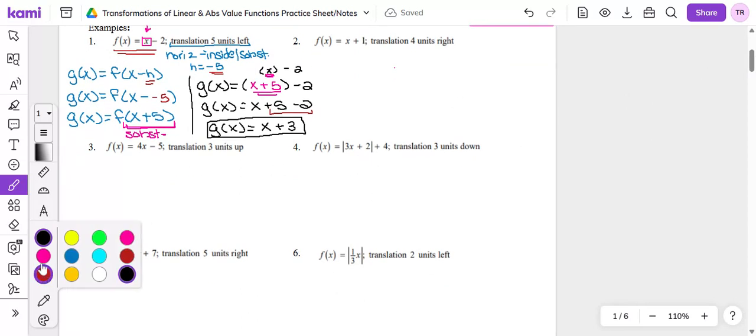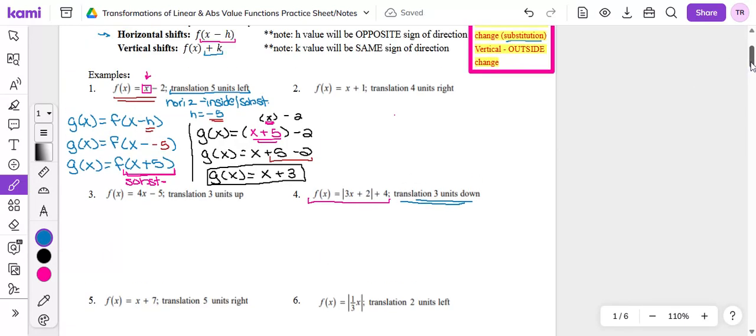So now in this case, I have my function f of x equals the absolute value of 3x plus 2, plus 4, and I'm going to translate that 3 units down. So now that's a vertical movement, right? Up or down is vertical.